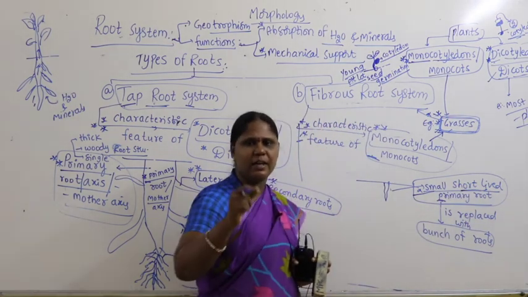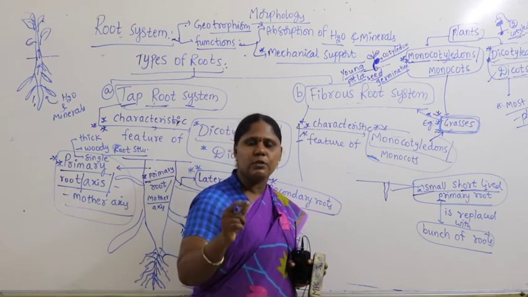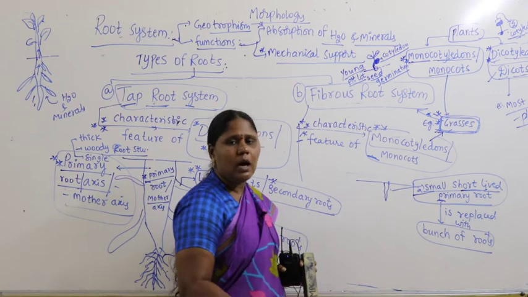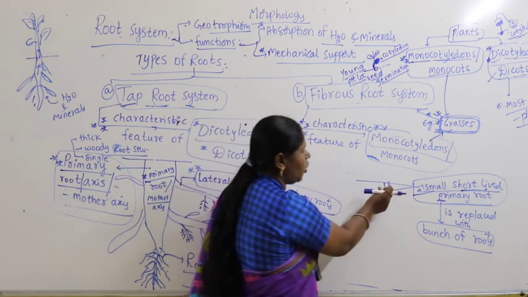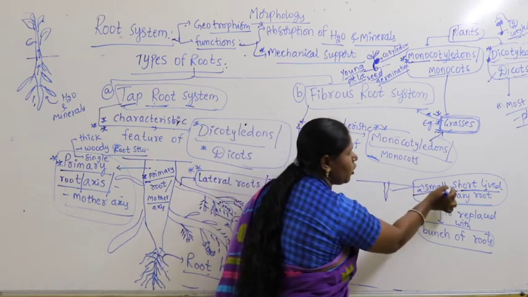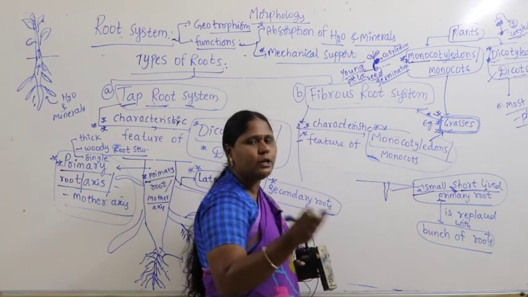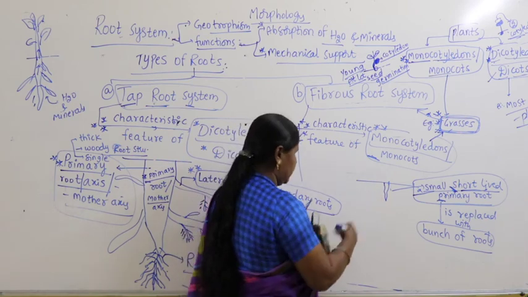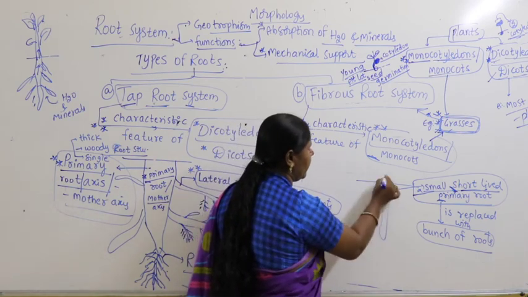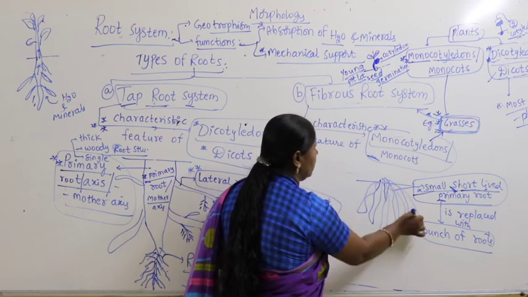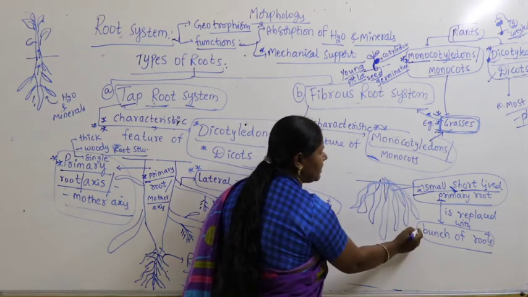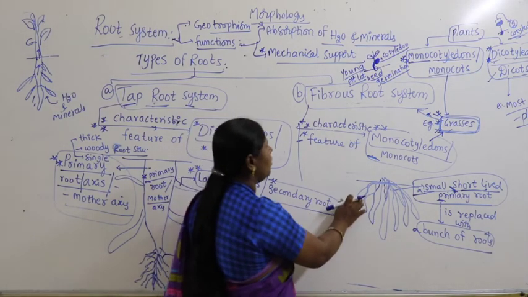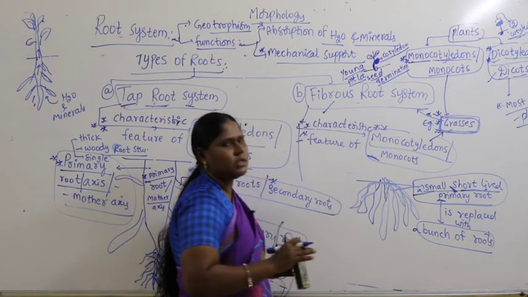Short-lived means it exists for a very short span of time, for one or two days, hardly two to three days or a week. After that what happens? It disappears and is replaced by a bunch of roots. Such a bunch of roots is called the fibrous root system.